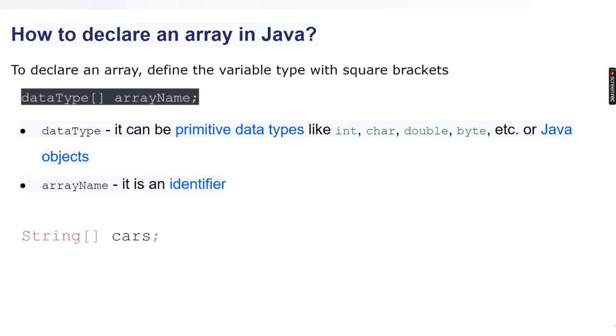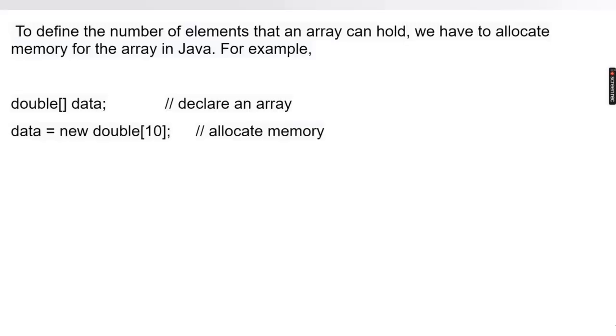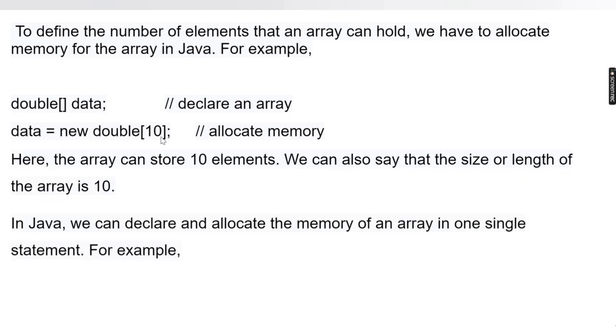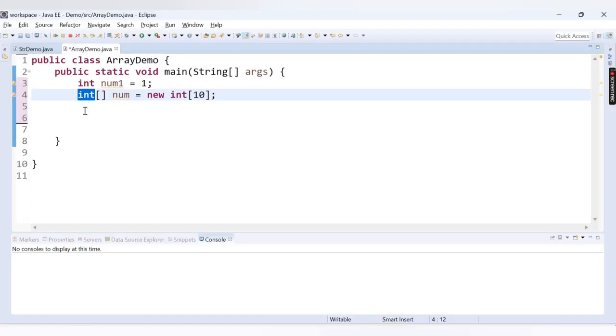Once you declare an array, you allocate memory to that array. How to allocate memory? By using the new keyword operator. Then you have the new keyword, then the data type, and then the number of values that the array will be storing. This can also be done in a single line of statement by declaring and allocating memory on a single line. So here I have a variable called num, which is an array of type integer and which will be storing 10 different values.